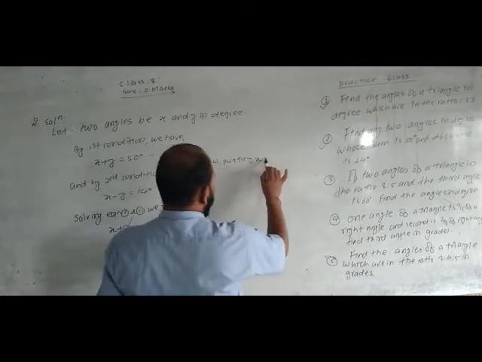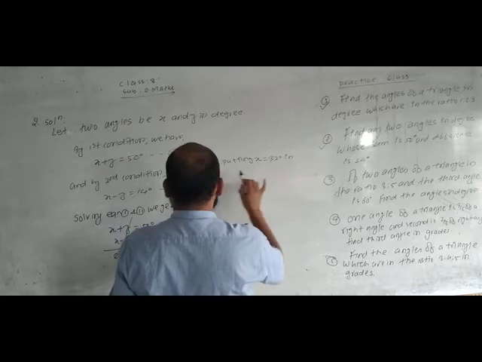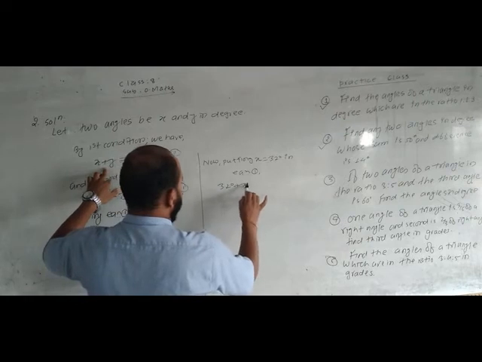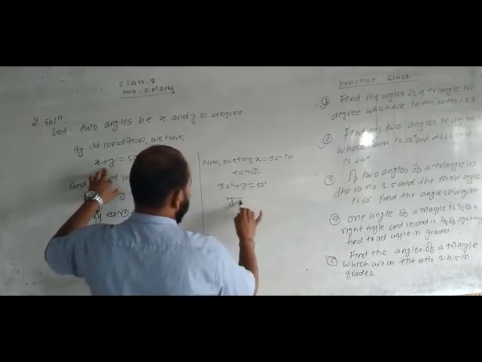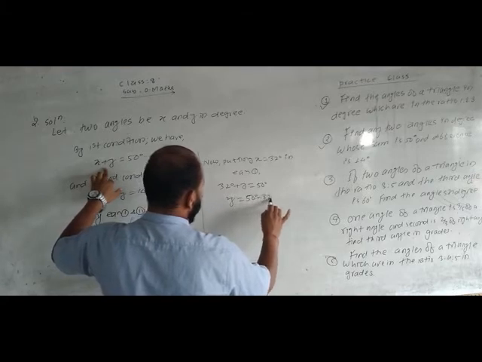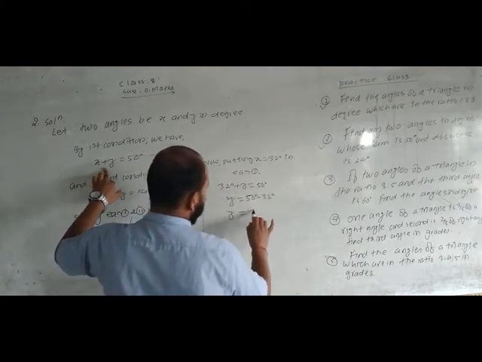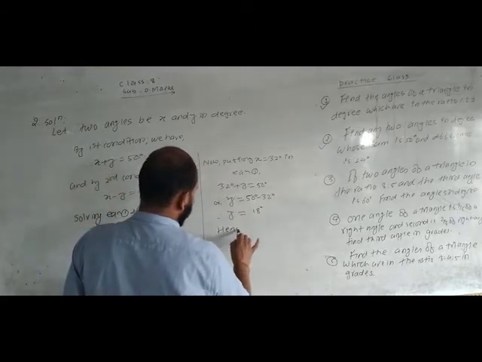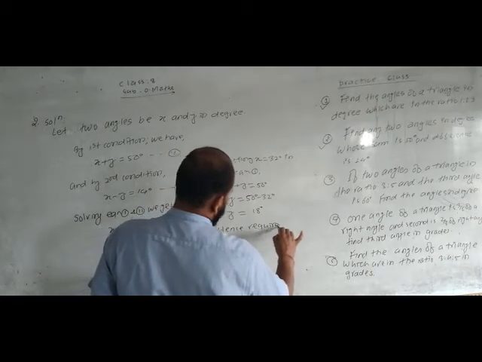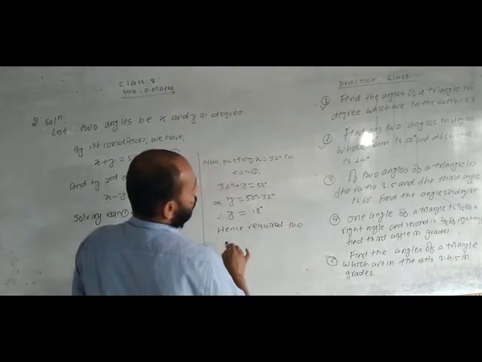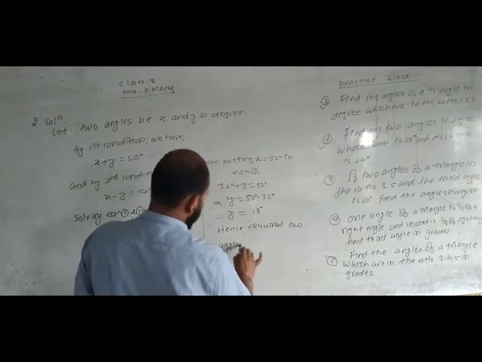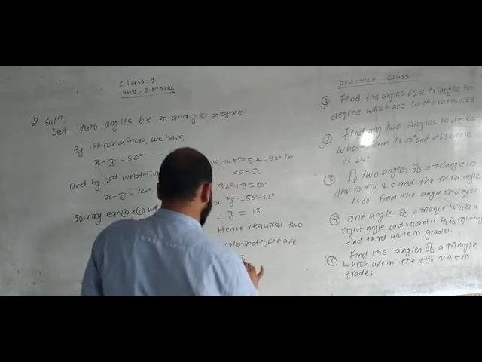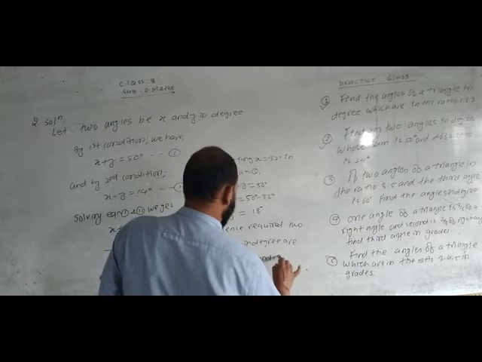Now, putting x is equal to 32 degree in equation 1, we have 32 plus y is equal to 50 degree, so y is equal to 50 degree minus 32 degree. So y is equal to 18 degree. Hence the required two angles in degree are, one is 32 degree and another is 18 degree.